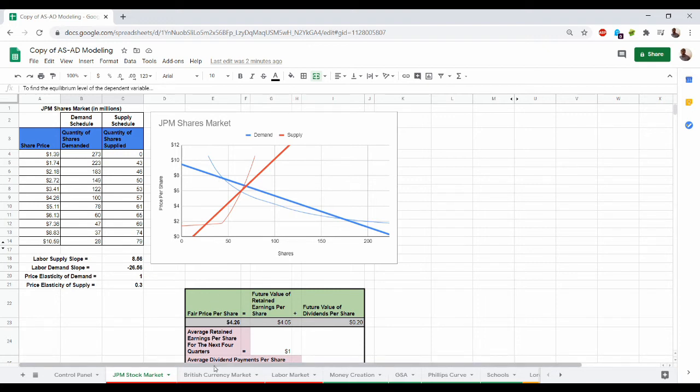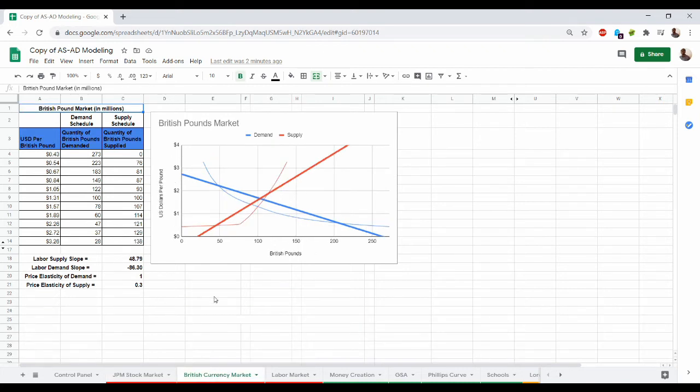The next and final example I want to show you is one with a price ceiling. And in this case, we're going to look at the market for British pounds. Now, this is what we would call a foreign exchange market, or a Forex market. And in this Forex market, we're just looking at two different currencies being traded. We're looking at the US dollar and the British pound.